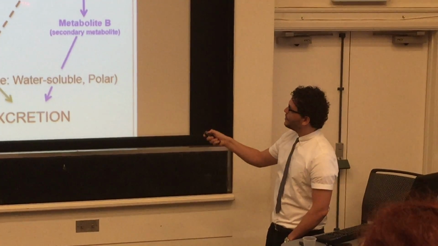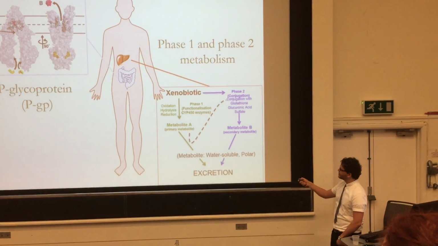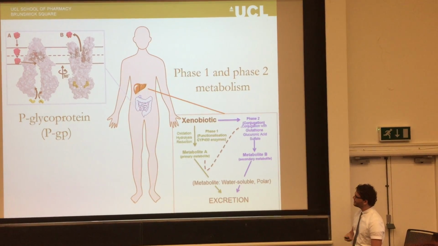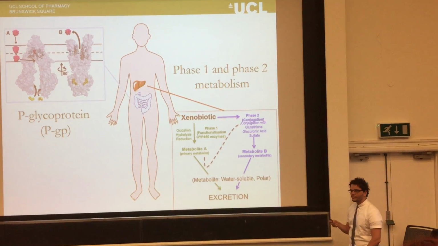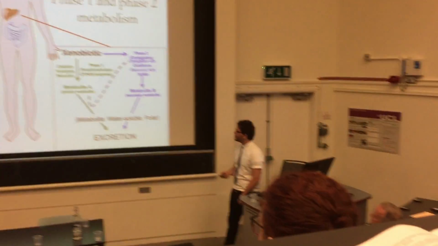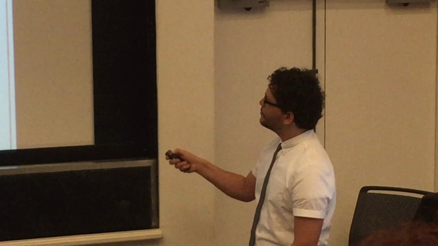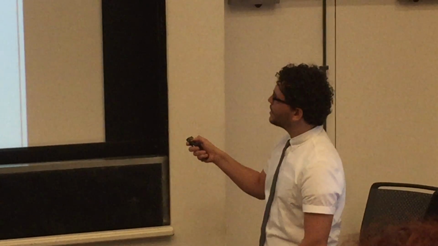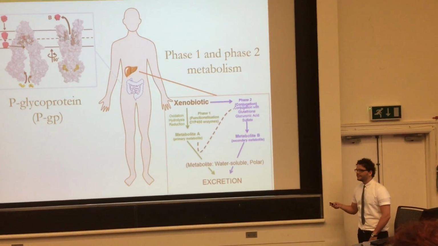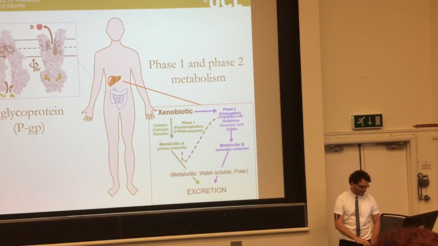So first, you have the phase 1 functionalization metabolism that is actually caused by the cytochrome P450 enzymes, and there is a series of reactions like oxidation, hydrolysis, and reduction in order to increase the polarity of this metabolite, so that it can be excreted more easily from the body. And then if this metabolite is still not very water soluble, it forms a secondary metabolite through conjugation with, for example, glutathione or glucuronic acid. All these reactions are meant to increase the polarity of this substance in order for it to be eliminated from the body.